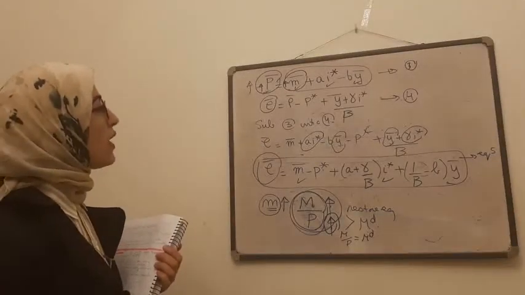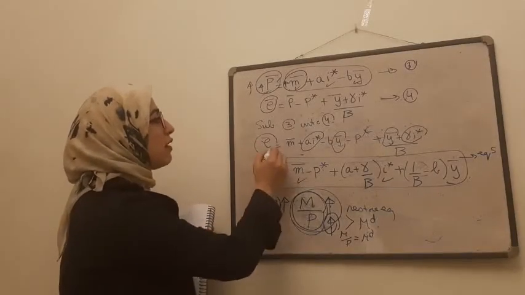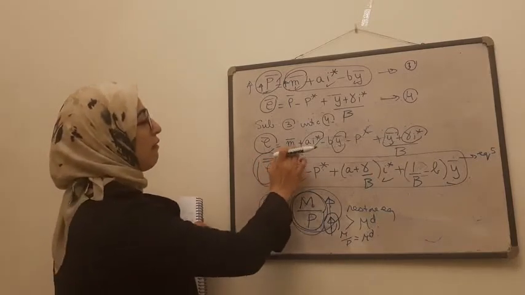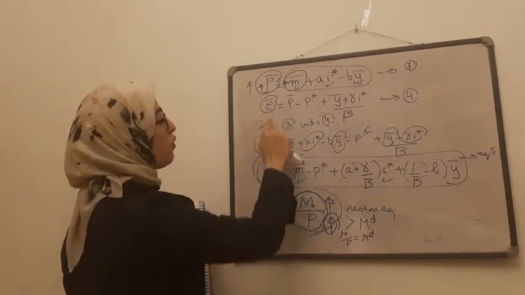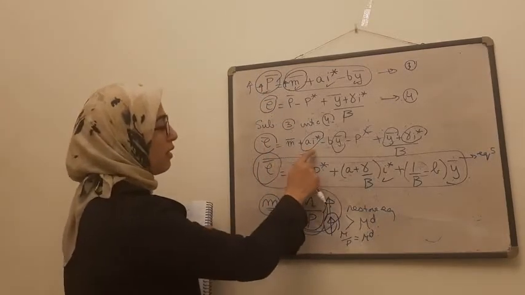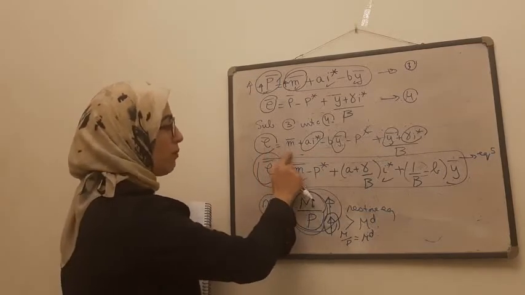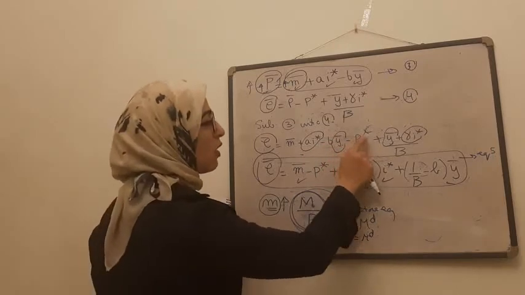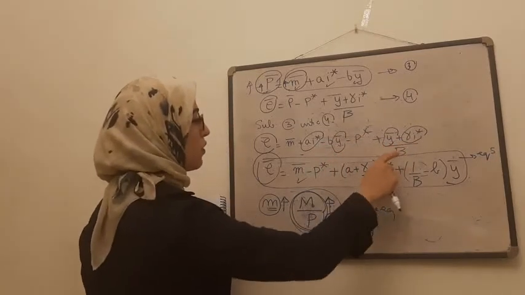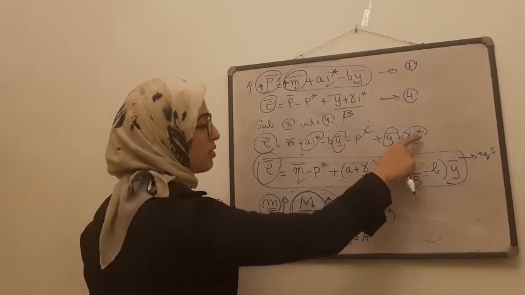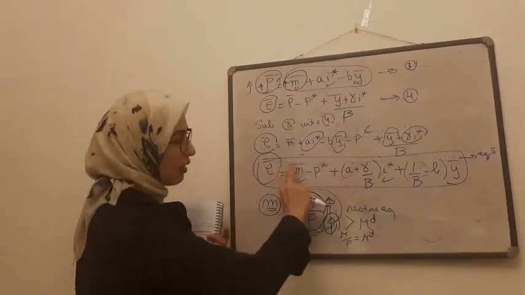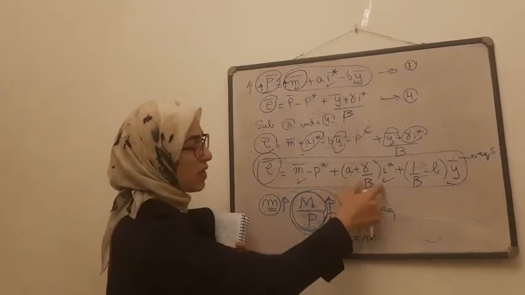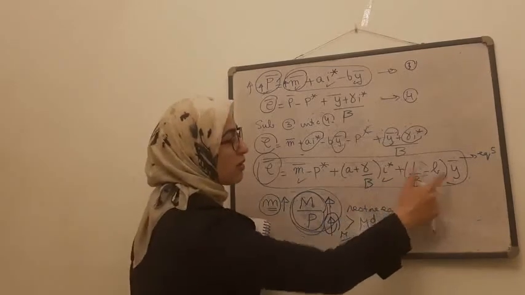So what about the impact on E? The impact on E is easily seen from this equation. After I substituted equation 3 into equation 4, we got this equation, and I hope it is clear: E bar is equal to M bar plus A I star minus B Y bar, minus P star plus Y bar plus gamma I star over beta. We rearranged it, and it became E bar is equal to M bar minus P star plus the term multiplying I star plus the term multiplying Y bar.